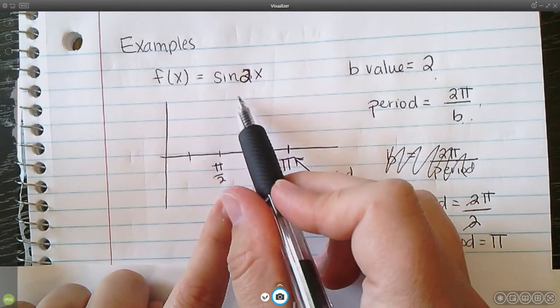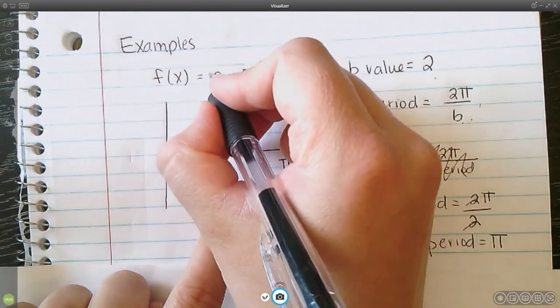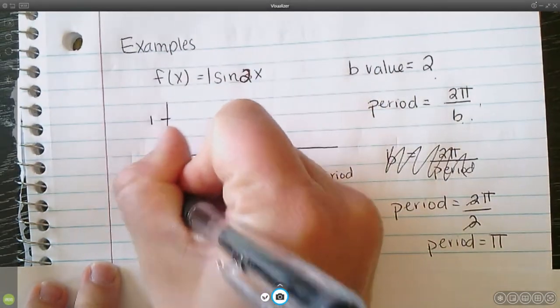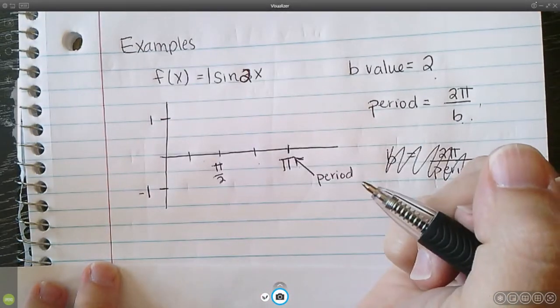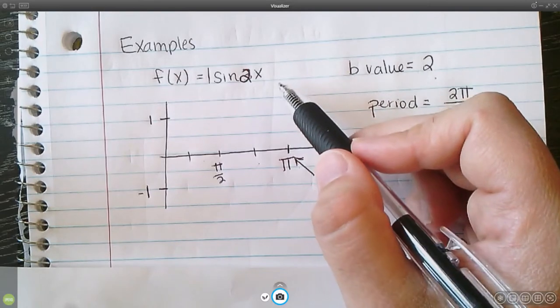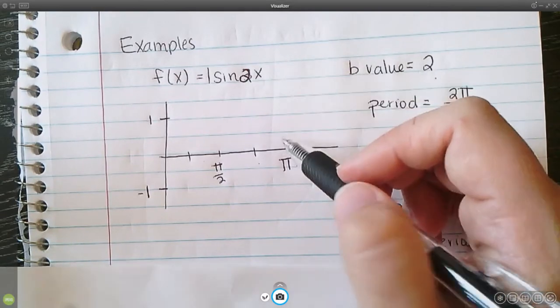Okay, so now we have a sine graph. The amplitude is just 1. So that means this is 1. This is -1. And then there's no plus or minus over here, so you do not have to move your graph up or down.